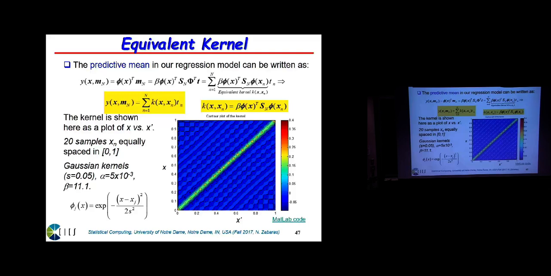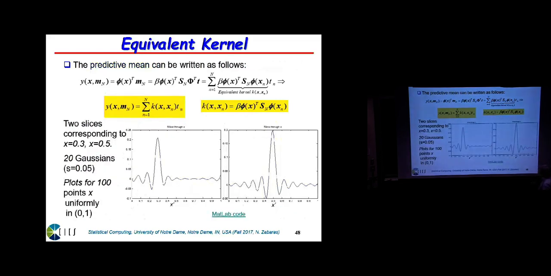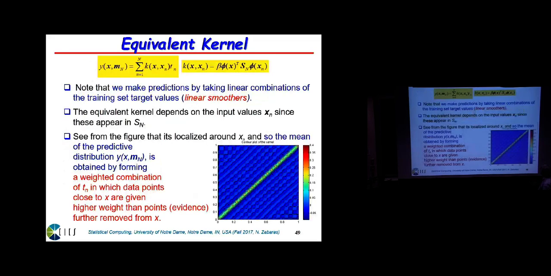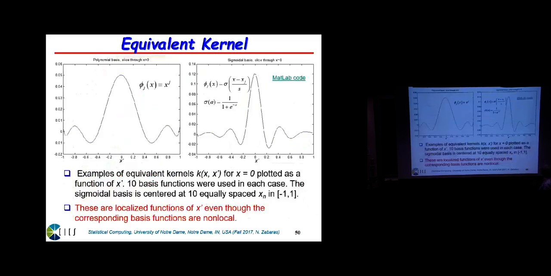Now, why do we care about kernels? We know already that this should give the same results as the basis functions phi of x. Why do we care? Let me see if I have written somewhere the explicit form of these kernels.